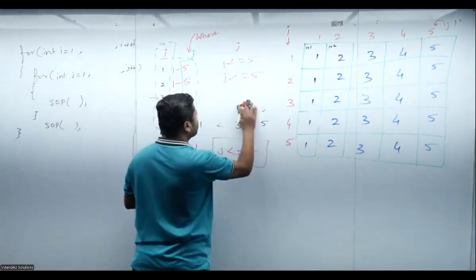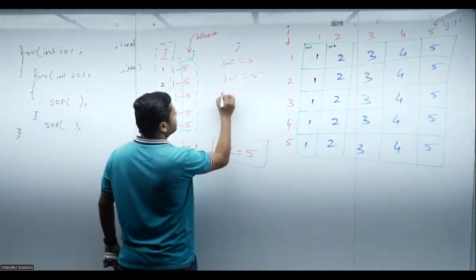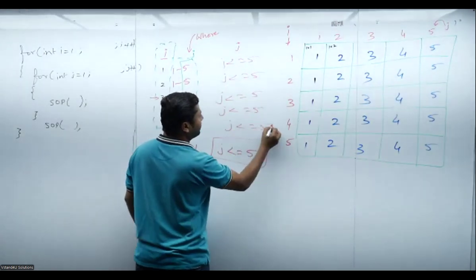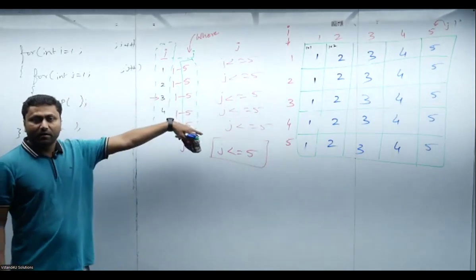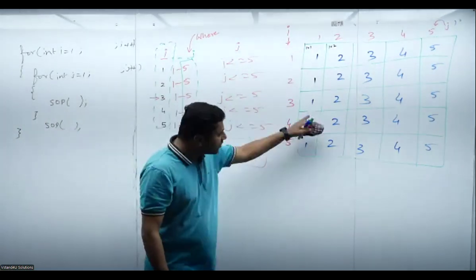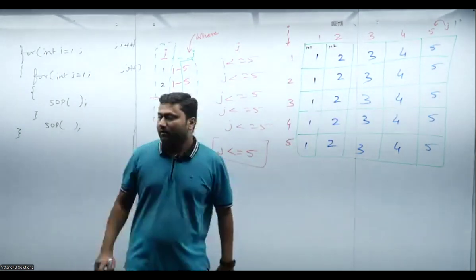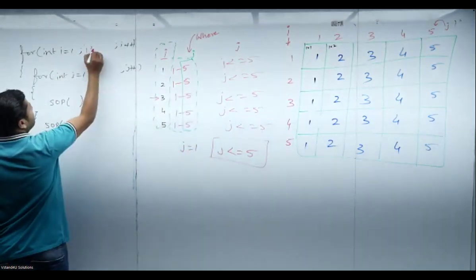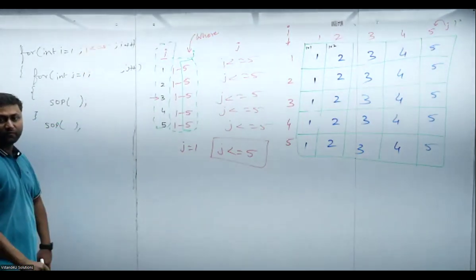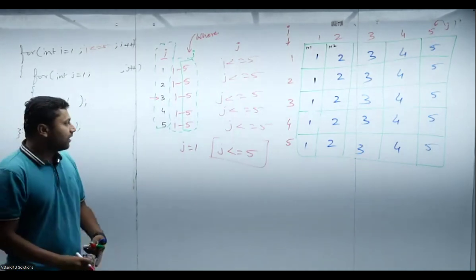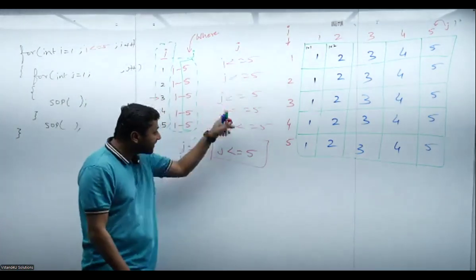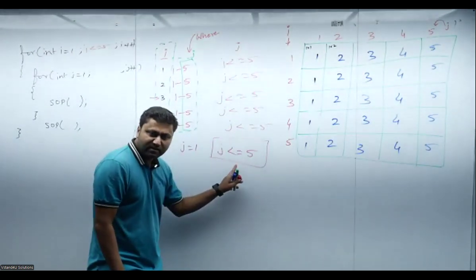Similarly, everywhere, what should I write? j is less than or equal to 5, j is less than or equal to 5, j is less than or equal to 5. Done. Am I right? This is important for us. Agree? By the way, how many rows are there? So I will be writing i is less than or equal to 5. Agree? How about the j value? We have generated from here. j is?